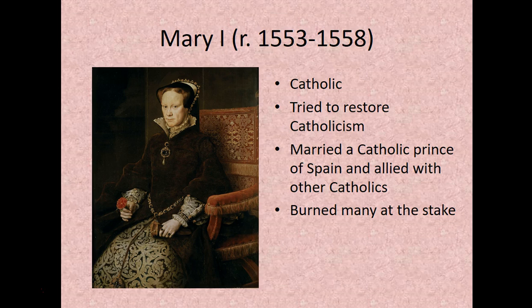She also married Philip of Spain, so he's a prince of Spain, and she began to make alliances with other Spanish countries in Europe. Obviously, when you try and make the country Catholic again, she got rid of Edward's reforms, and she went further than that. She persecuted Protestants and even would execute many, many of them.